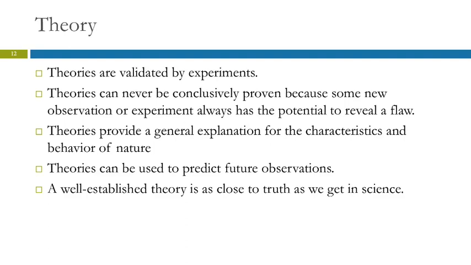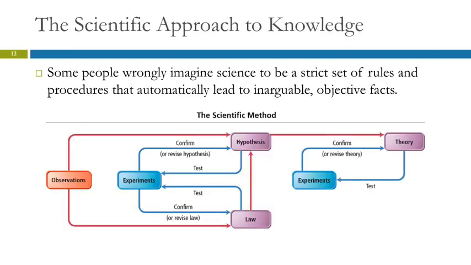Theories are useful. They can help us predict what's going to happen if we do a similar thing in the future. And because theories explain, they can help us predict what might happen in something that's not been observed before. So theories are as close to truth as you can get in science.